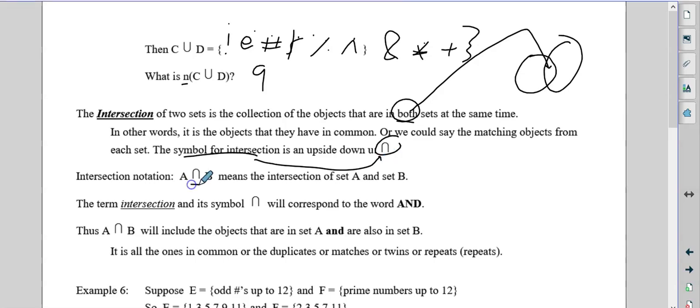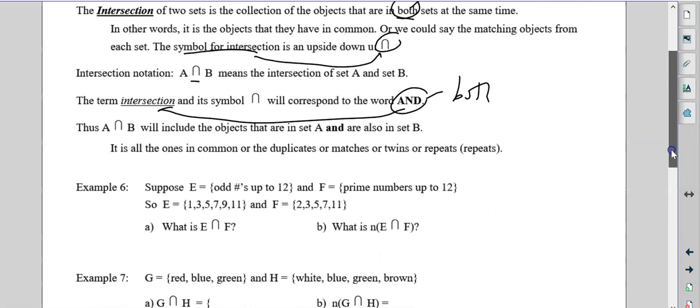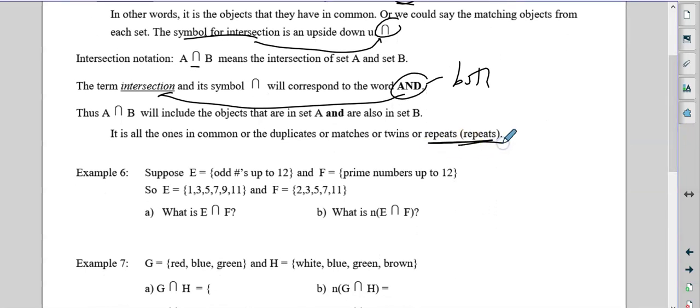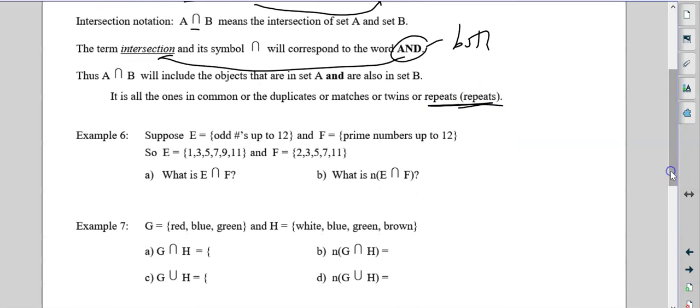So this symbol, A upside down U B, means the intersection of set A and set B. And we use "and" for intersection. Why? Because it's in this set and that set. They're in both. So "and" kind of goes with the idea of both, which we used above. So it's also the one that repeats. Another word to use, repeats. Okay? Or twins, or matches, or duplicates. They're all the same thing. Common even. These are all terms that mean the same thing.